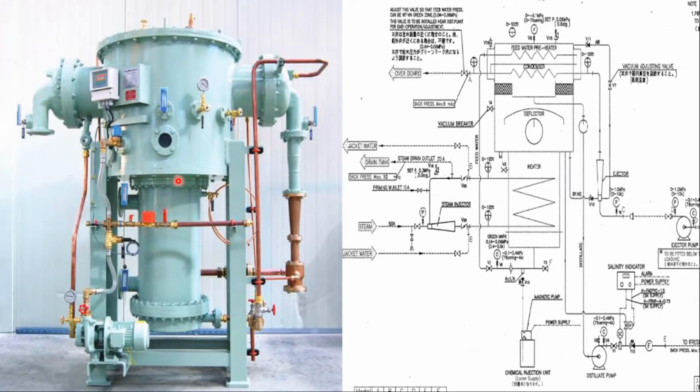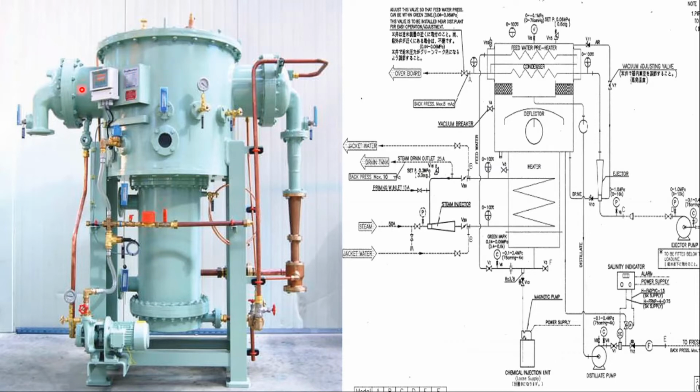Now we will discuss the construction, and in that we will see the different parts of the freshwater generator. You can see on the left side there is an image of the freshwater generator machine. On the right hand side you can see the diagrammatic view of the machine. Here we will start from the top. This is the air vacuum breaker. Here you can see this is the relief valve. This one is the shell of the freshwater generator.